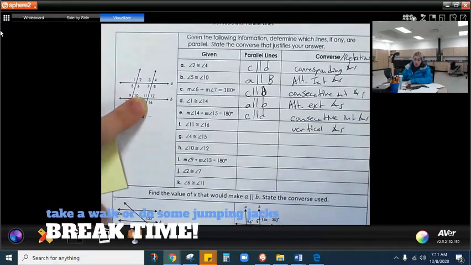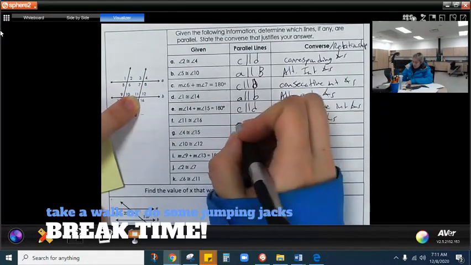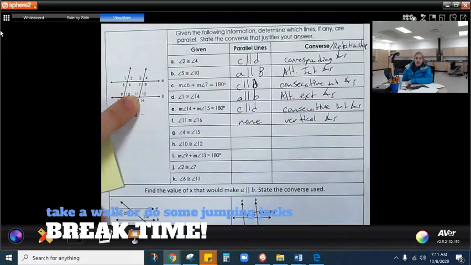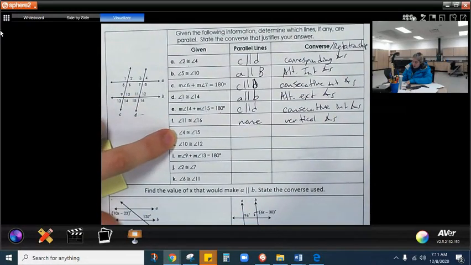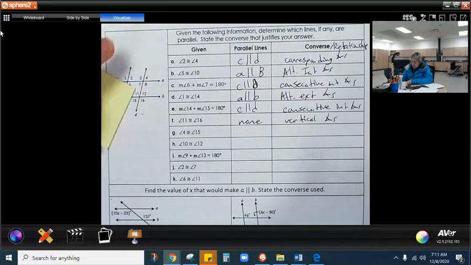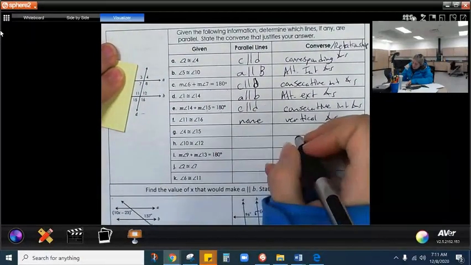They should always be congruent. Always. So this tells me nothing about the lines. I don't know what the lines are doing. I don't know what's parallel to what. All right, 4 and 15. Angle 4 and angle 15 are right there. I can cover this side up.